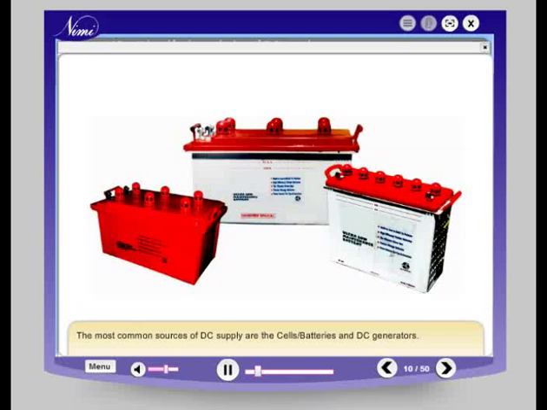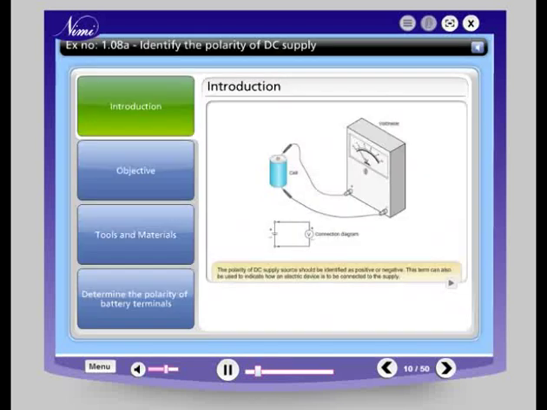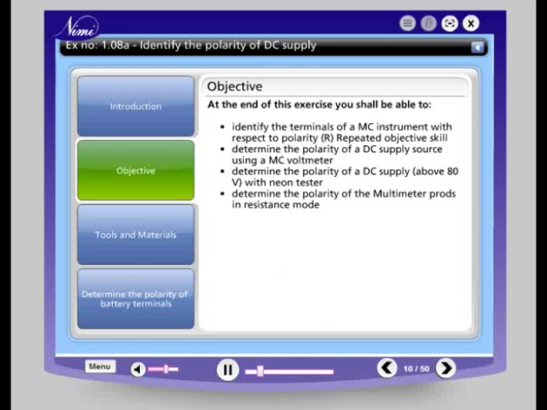The most common sources of DC supply are the cells or batteries and DC generators. At the end of this exercise, you shall be able to identify the terminals of a MC instrument with respect to polarity. Determine the polarity of a DC supply source using an MC voltmeter. Determine the polarity of a DC supply above 80 volts with neon tester. Determine the polarity of the multimeter prods in resistance mode.